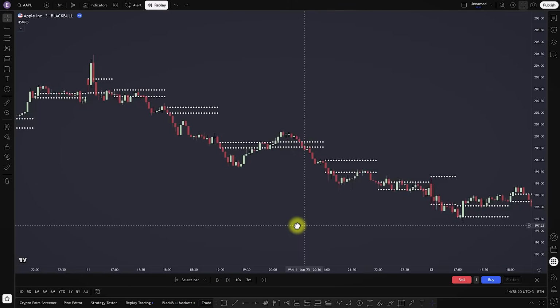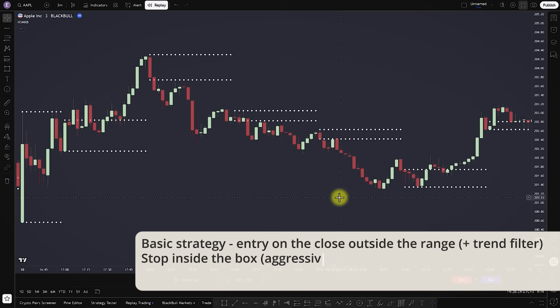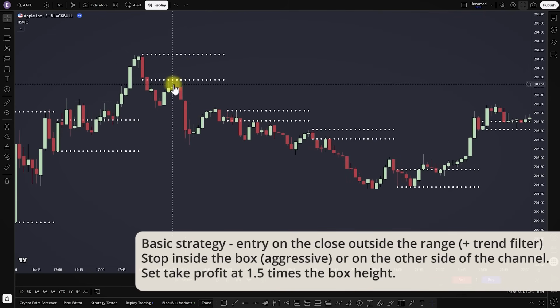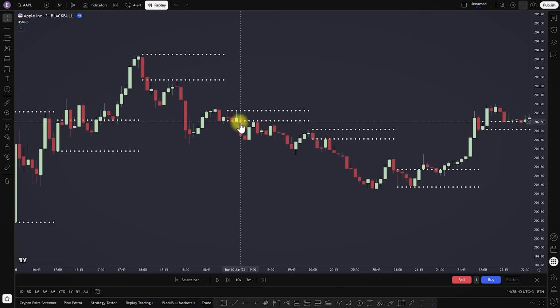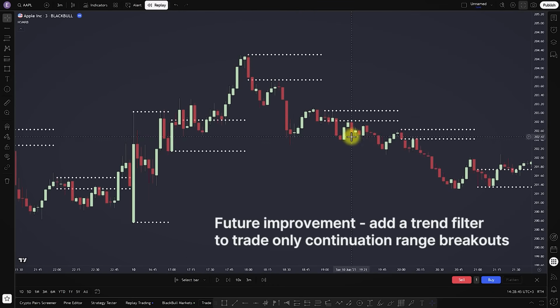There are multiple strategies starting from here. Entry happens on the close outside the range, not just a wick. Stop goes inside the box, usually at the midpoint. Target equals 1.5 times the box height. Now, a big mistake would be to trust every break signal without considering market context.